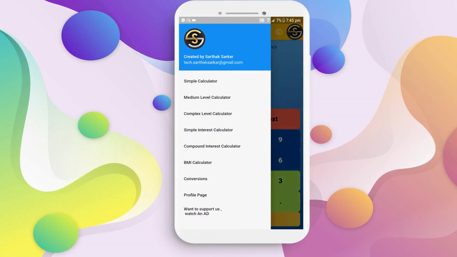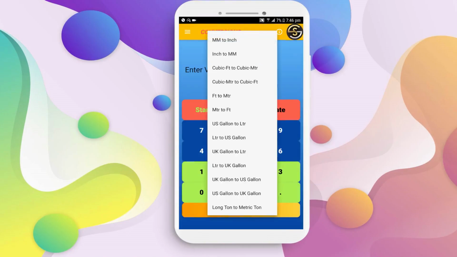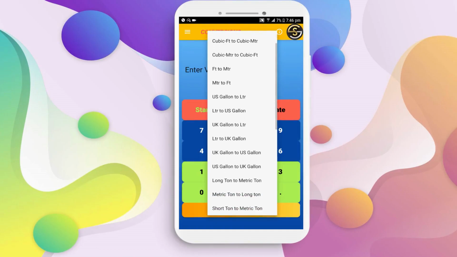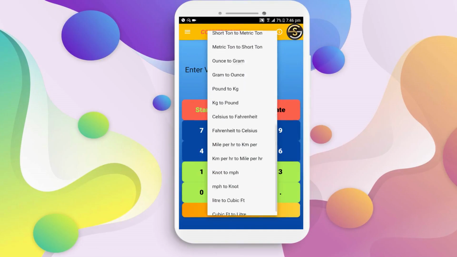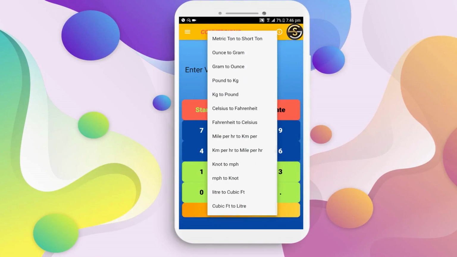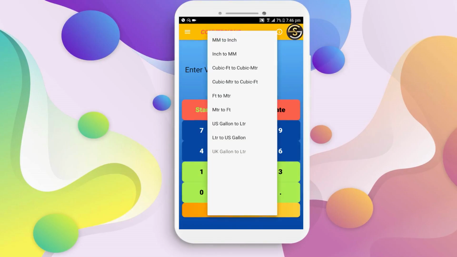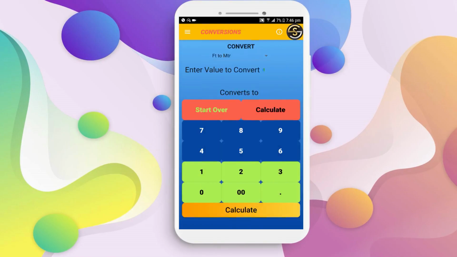Now moving on to the next part, which is the conversions in the app drawer. We have provided all sorts of conversions here: millimeter to inch, UK gallon to liters, liters to US gallon, metric ton to long ton, short ton, ounce to gram, kilogram to pound, Fahrenheit to Celsius, mile per hour to knot, and so on. Let me select feet to meter in this case and enter 1 feet.